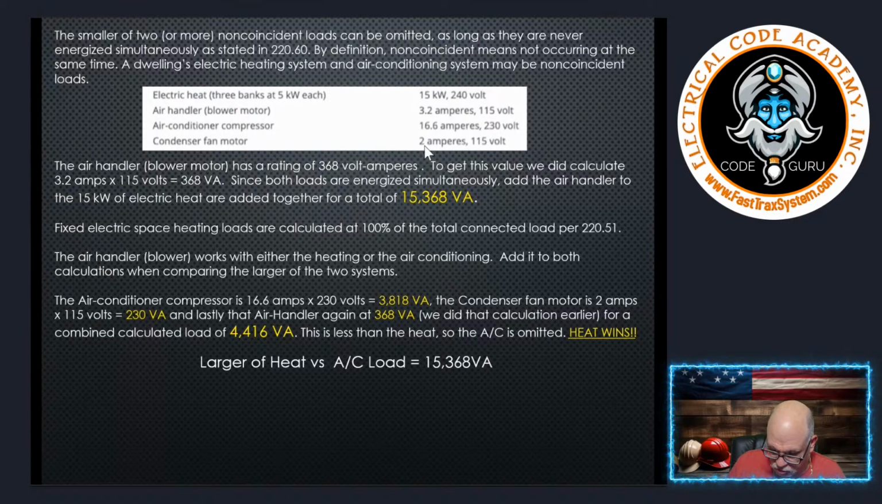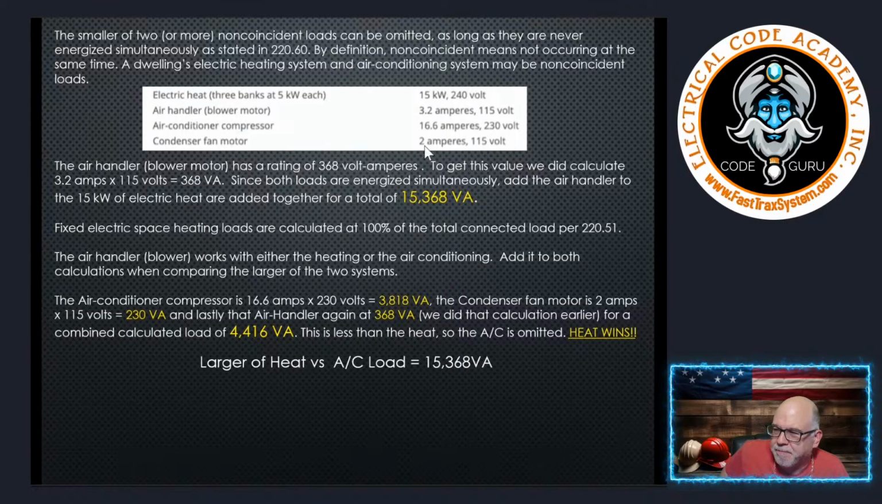So we're going to add all these up: 3,818 plus 230 plus 368. So that gives me 4,416. Now, what does it say in the 2020 and the 2023 when it comes to looking at this non-coincident load? Now, we really don't have to do this on our calculation, but you may have to. So listen up. Listen how we do this.